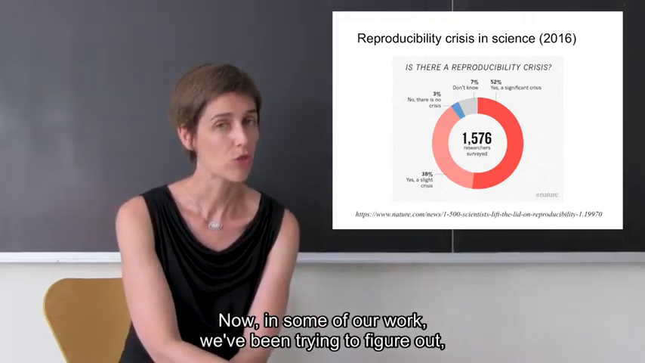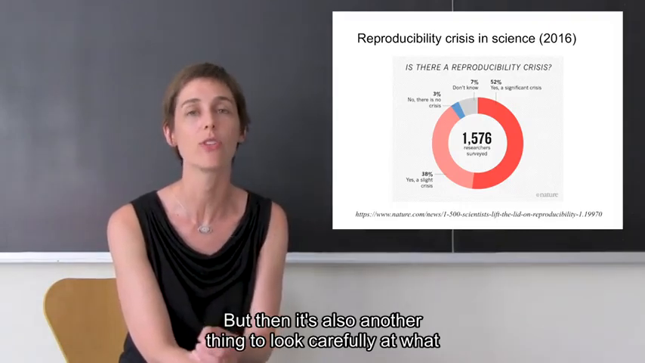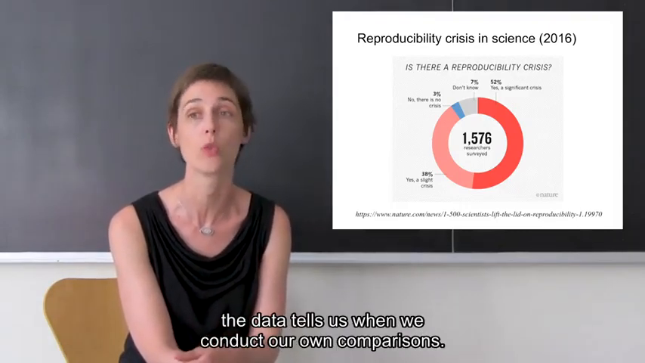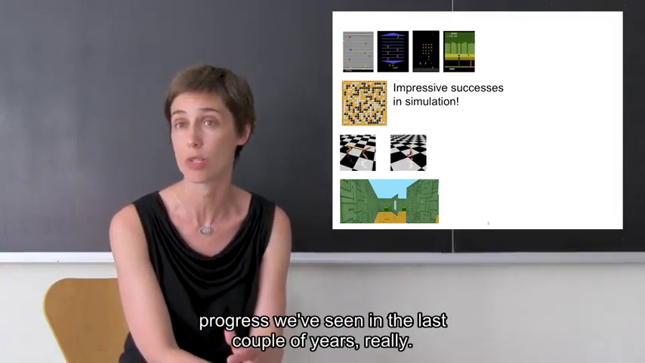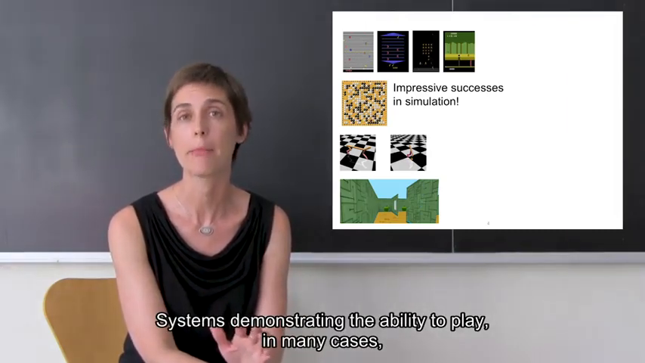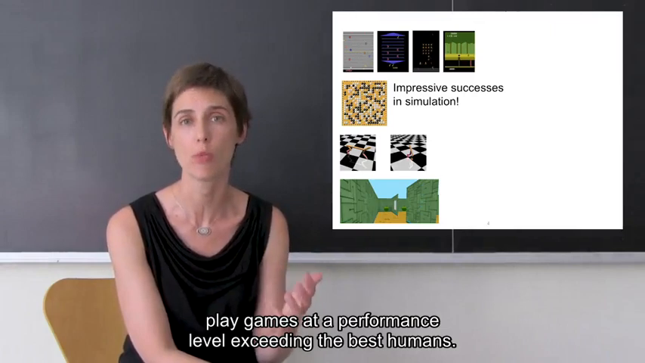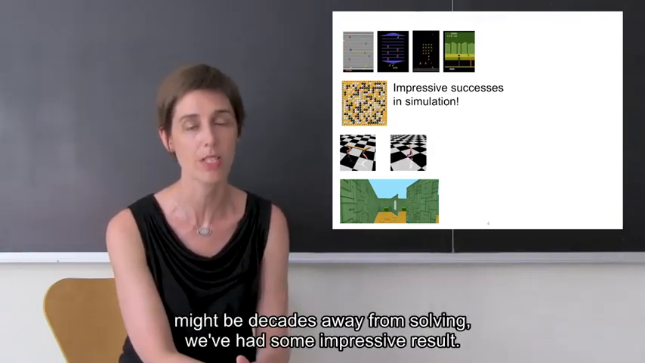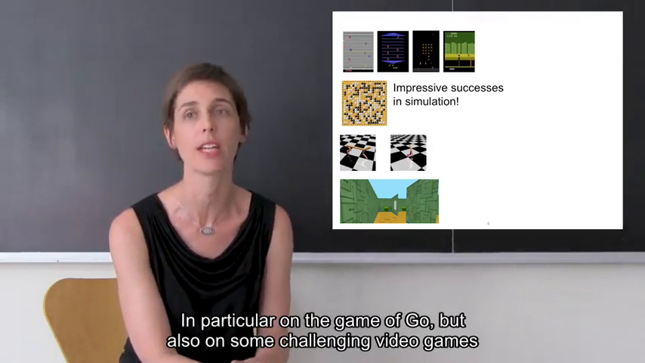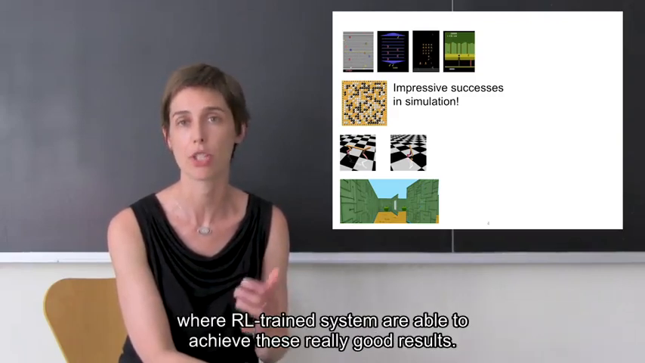Now, in some of our work, we've been trying to figure out, it's one thing to be alarmist and answer some surveys, but it's another thing to look carefully at what the data tells us when we conduct our own comparisons. In the case of reinforcement learning, the rate of progress we've seen in the last couple of years has been very impressive. Systems have demonstrated the ability to play, in many cases, games at a performance level exceeding the best humans. Where we thought some of these games were really difficult, and might be decades away from being solved, we've had some impressive results, in particular on the game of Go, but also on some challenging video games, where RL-trained systems are able to achieve these really good results.